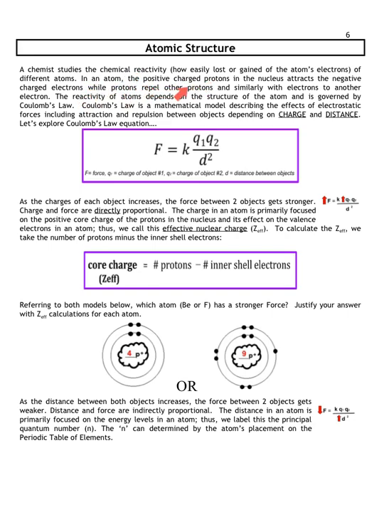In an atom, there are positively charged protons in the nucleus that attract the electrons, while the protons repel other protons, and of course electrons do the same with other electrons. The reactivity of atoms depends on the structure of the atom and is governed by something called Coulomb's law. Coulomb's law is the mathematical model describing those attractive forces and repulsion between the objects. And of course, it depends on 2 ideas, charge and distance.